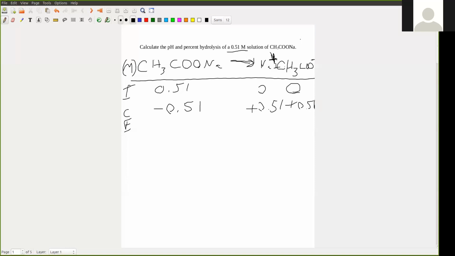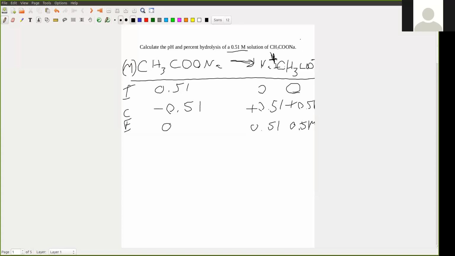Okay, so then at equilibrium, we have no sodium acetate and we have 0.51 molar of sodium and 0.51 molar of acetate ion. So that tells us that while we have 0.51 molar sodium acetate, once it dissolves, we will also have 0.51 molar of acetate ion. So this was just a setup so that you see very clearly what's happening.